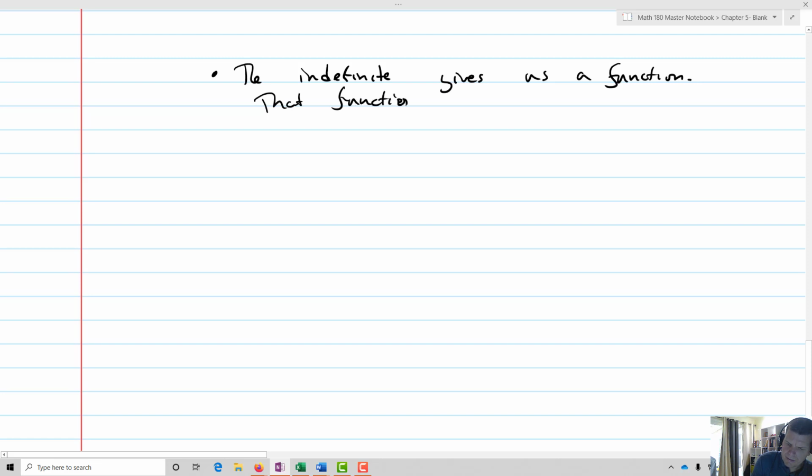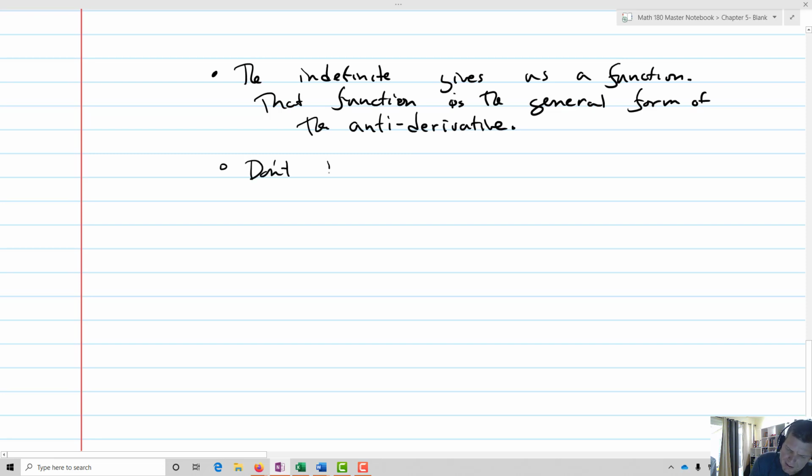The things that we should remember is the indefinite integral gives us a function. And that function is the general form of the antiderivative, so it's going to be F of x plus c. So remember, don't forget the plus c. You're going to evaluate what the antiderivative is, and then you'll have the plus c, where we can actually evaluate that constant if we were given, say, for example, an initial condition.